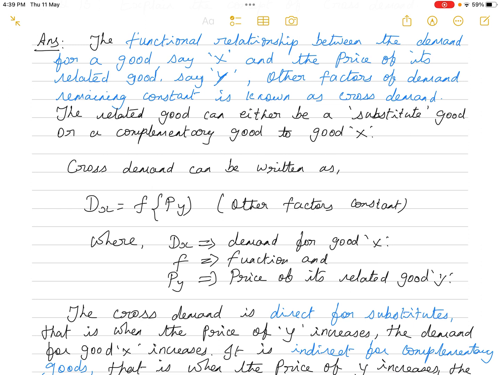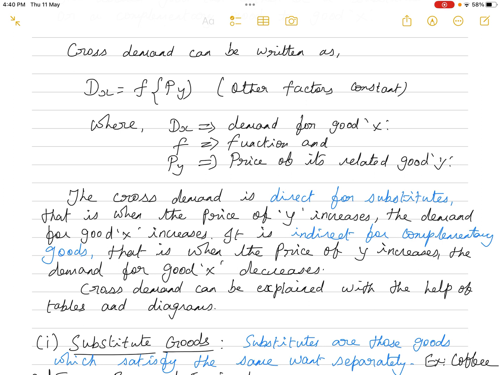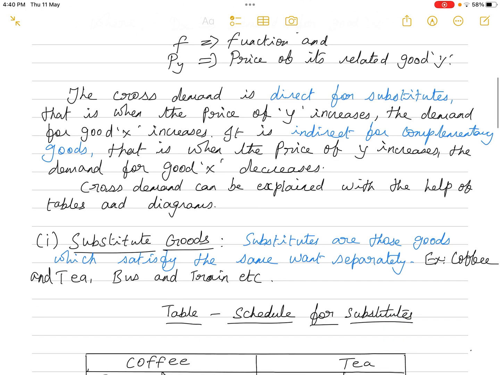Okay, if you are writing in the form of an equation, cross demand can be written as D of X is equal to F of P of Y, other factors constant, where D of X represents demand for good X, F represents function, and you can write functional relationship also, and PY represents the price of its related good Y. The cross demand is direct for substitutes, that is, when the price of Y increases, the demand for good X also increases. It is indirect for complementary goods, that is, when the price of Y increases, the demand for good X decreases.